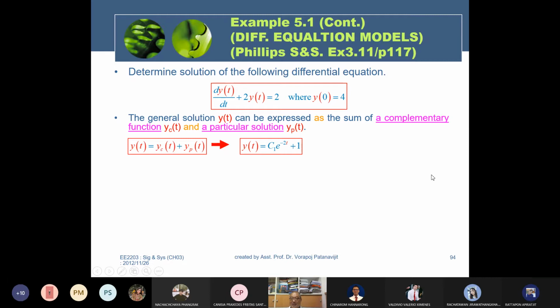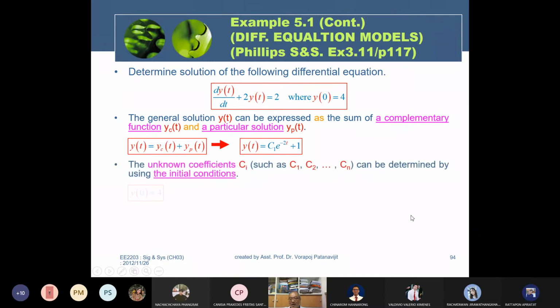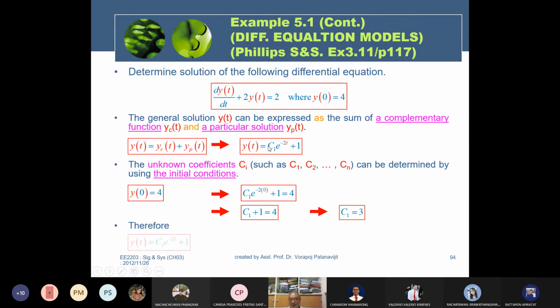Now, in this case, you can see that you still have one unknown, C1, and C1 can be determined from the initial condition. The question told that y(0), y at time equal to 0, equal to 4. The unknown coefficient C1 can be determined by substituting the initial condition. When time equal to 0, y(t) will be equal to 4. Anything to the power 0 gives you 1, therefore C1 equal to 3. Substitute them back in, and y(t) will be given in the general form.